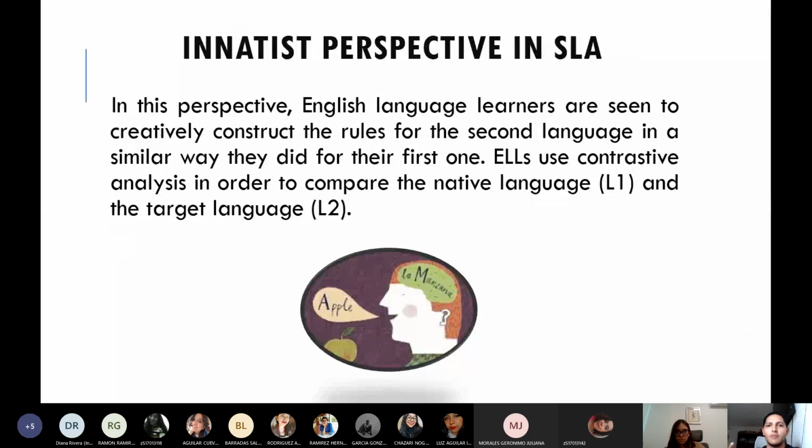Now, the next theory. Here you have the innatist perspective, and this is closely related to Krashen's theory, which we are about to check the following week. This is just an introduction. There are some advantages and disadvantages. One of the cons could be the contrastive analysis, that happens unconsciously when developing language, when acquiring language. Because according to this perspective, we acquire language, whether a first or a second language.